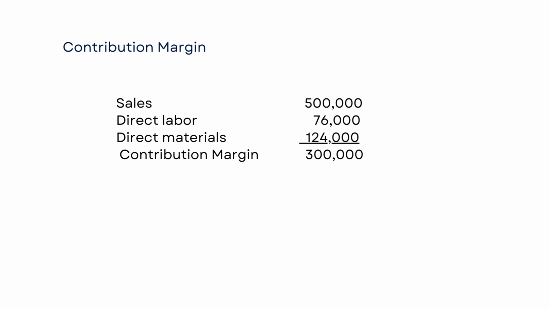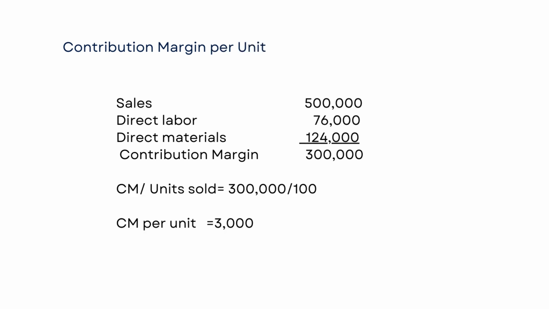We already know how to solve the contribution margin per unit. That is the contribution margin divided by the number of items sold, or the sales per unit. So 300,000 divided by 100 na nabaligyan na to, our contribution margin per unit is 3,000.